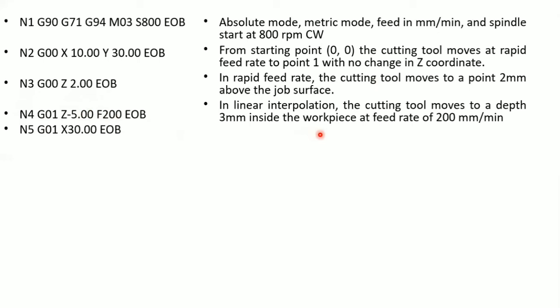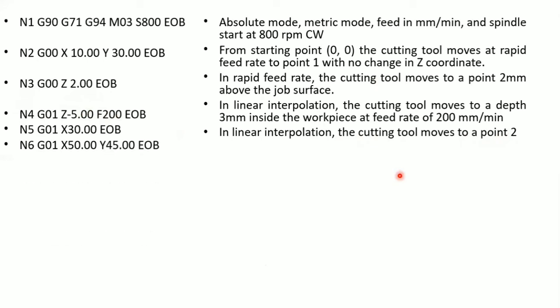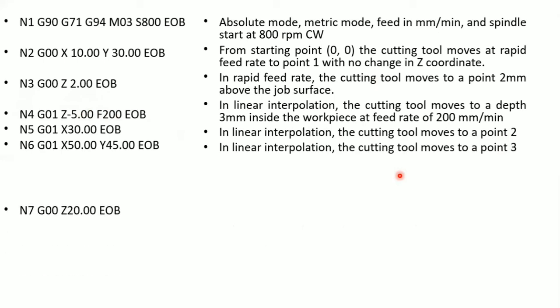Then N5 G01 X30, end of block. So with linear interpolation, the cutting tool moves to point 2. Then X50 Y45 means that with linear interpolation, the cutting tool moves to point 3. And G00 Z20.